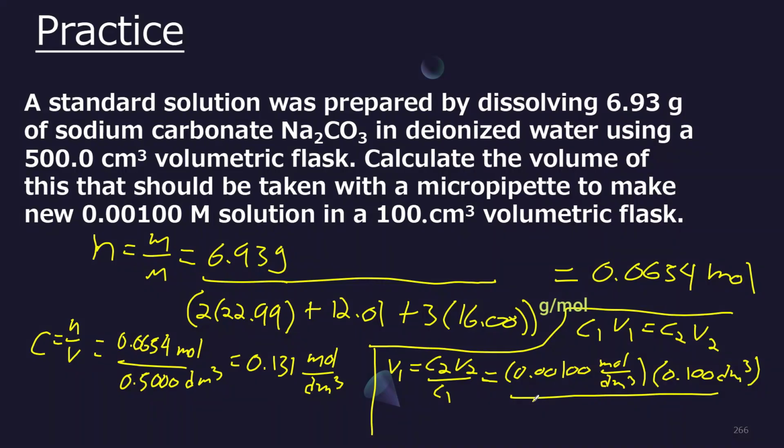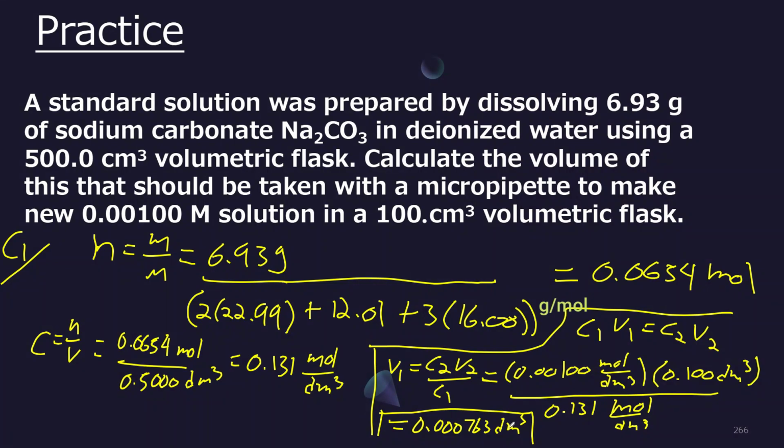And our initial concentration, that's what we did all the work for over here to find C1. That's 0.131 mole per decimeter cubed. So in the end, what do we get? We get 0.000763, roughly, decimeters cubed. I'd write that in scientific notation actually. It's too many zeros, but I'm out of space here, so let's leave it at that. Final answer.